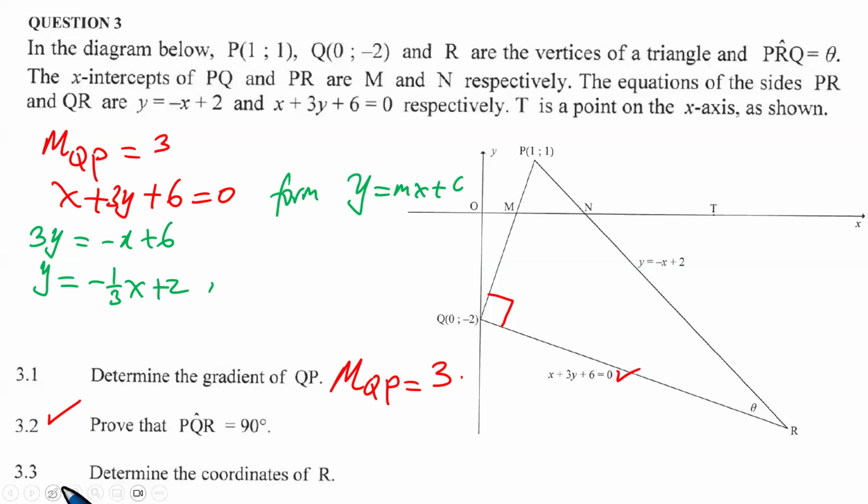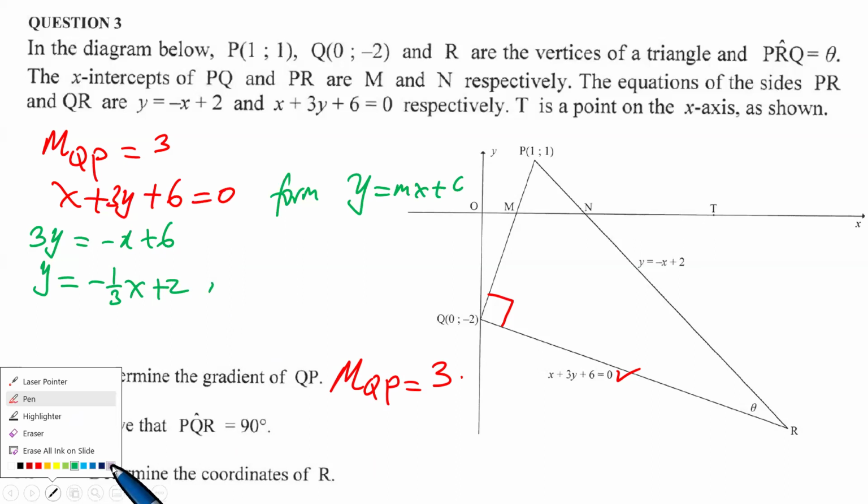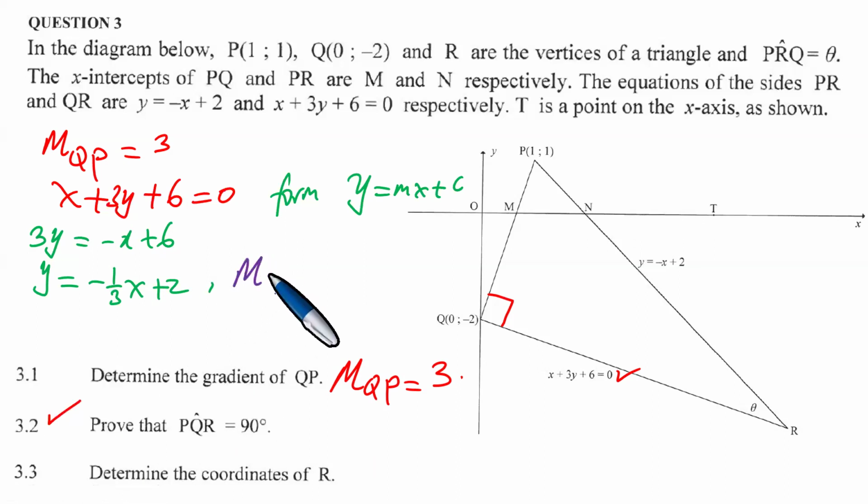This actually gives us more information. It asserts to us that we have the gradient of the line here with the equation given, the gradient of the line QR. And the gradient of the line QR is what? It is minus 1/3.